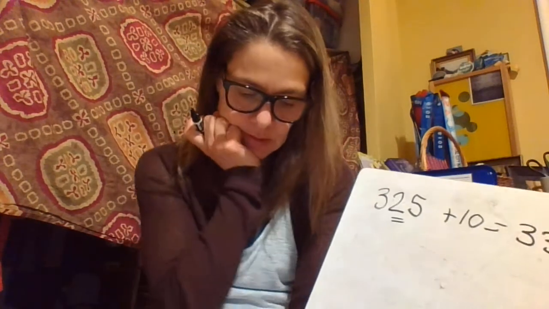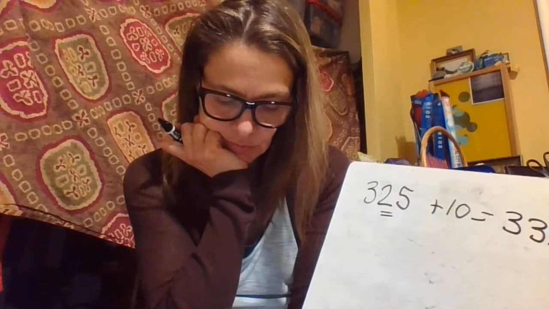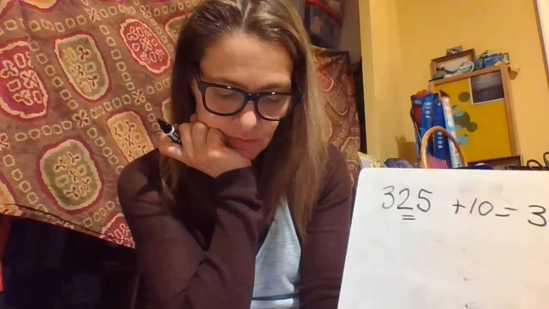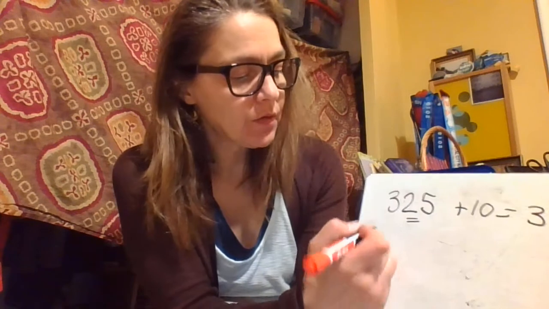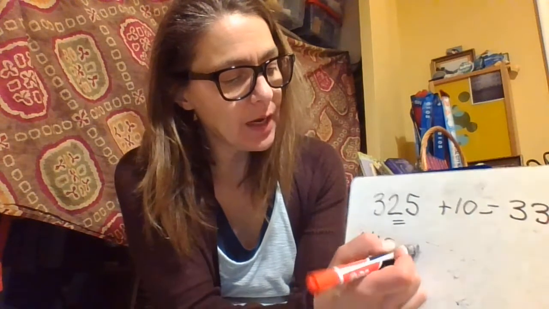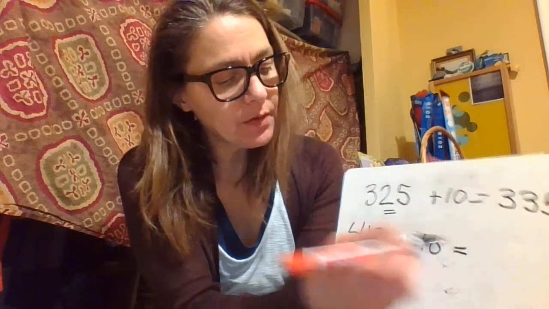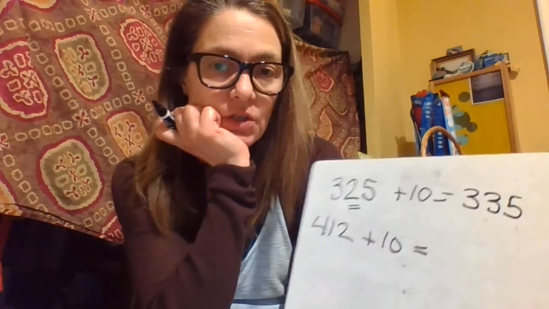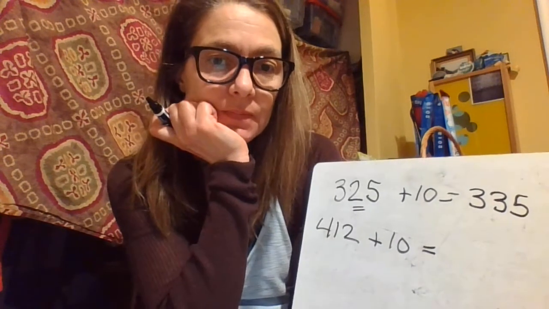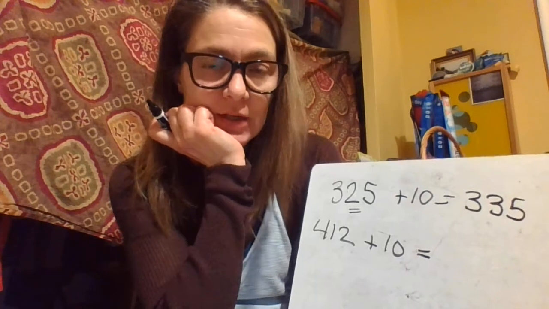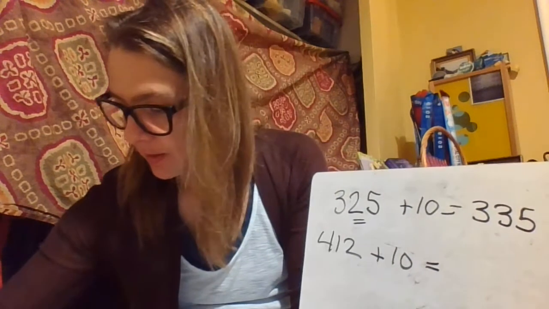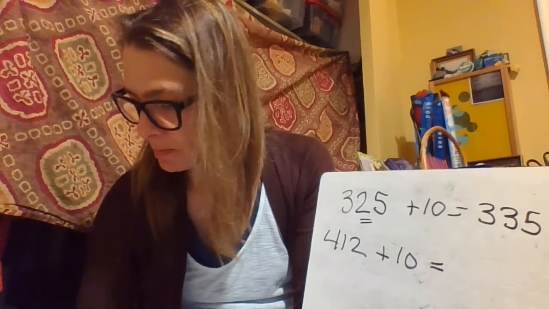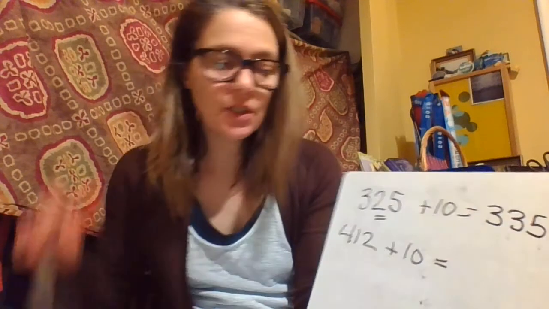Okay, and the next one, in number 2, asks you to add 10 to 412. So we have 412, and we're adding 10, and we're thinking, which digit is changing when we're adding 10 in the place value chart? I think I might have my place value chart here somewhere. Which digit is changing?